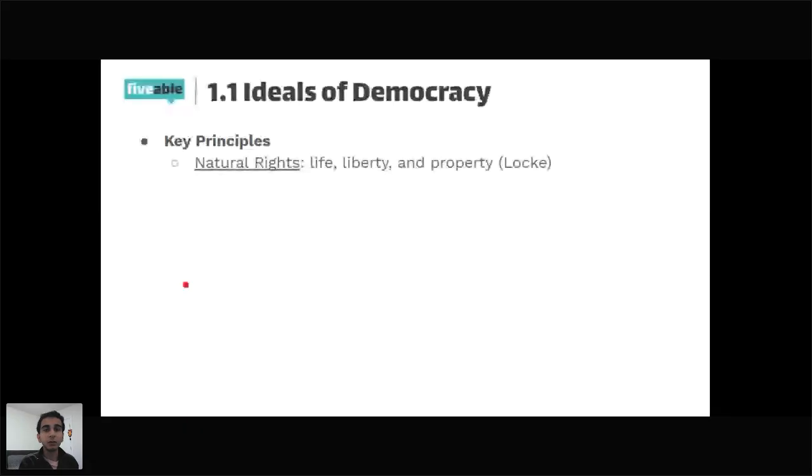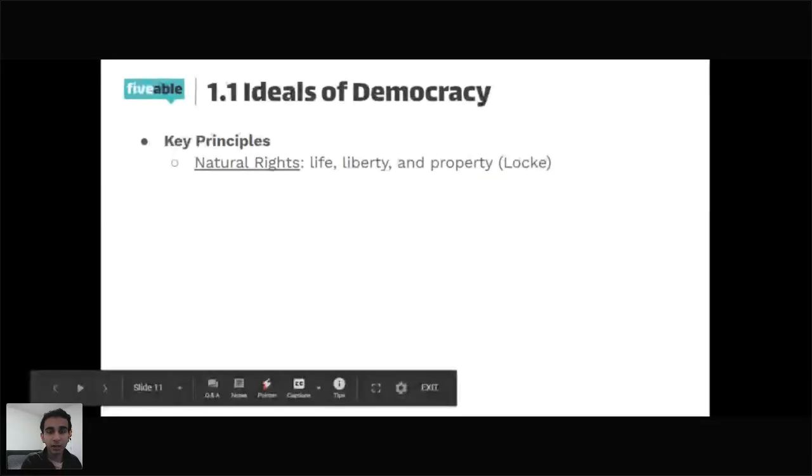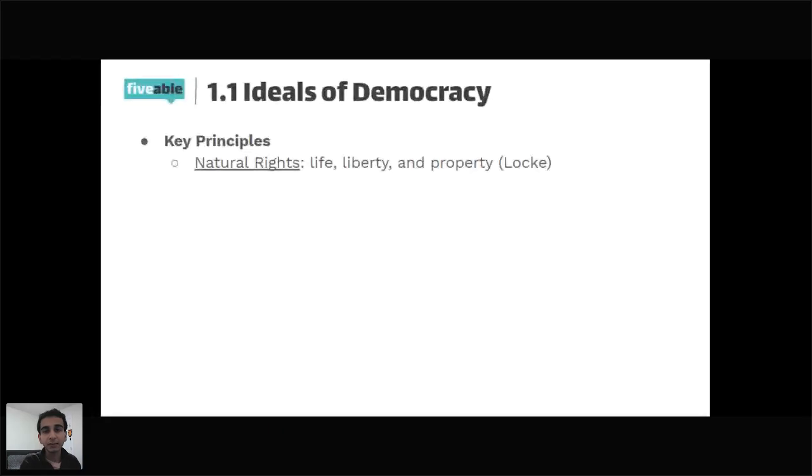Okay, so we're going to talk again later in the stream about principles of American government, but it's really important that you know the definitions of these early on, so that you can expand on that later when we go into more detail. So one of the main key principles is natural rights. Natural rights is the concept of life, liberty, and property. The thinker that inspired natural rights is Locke.